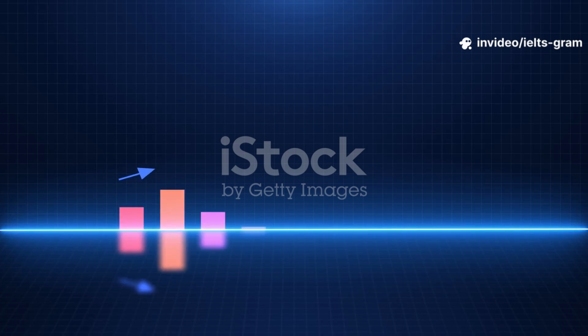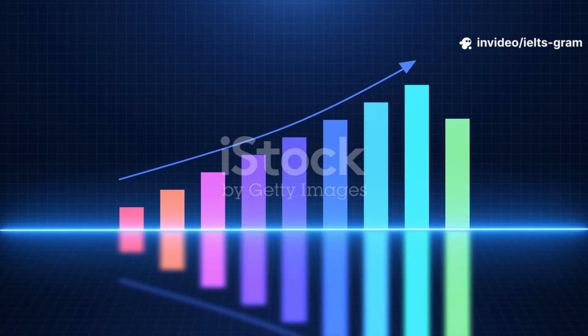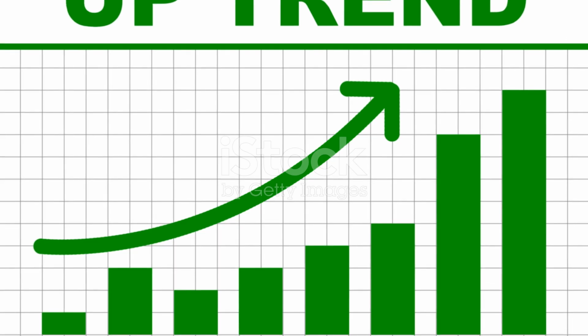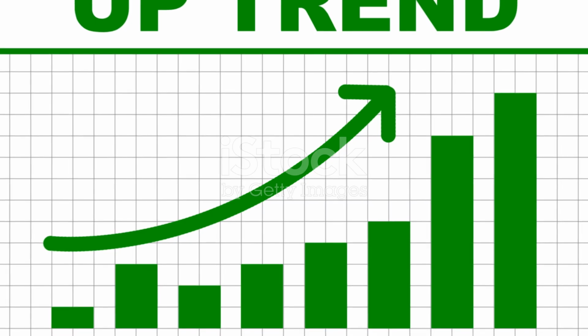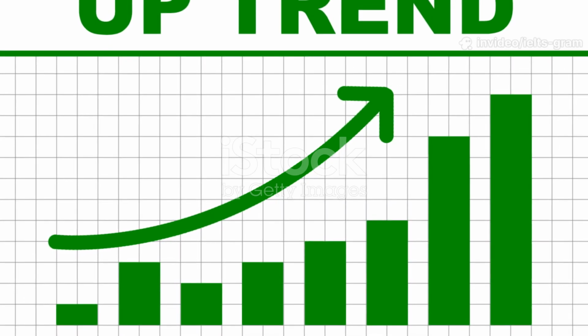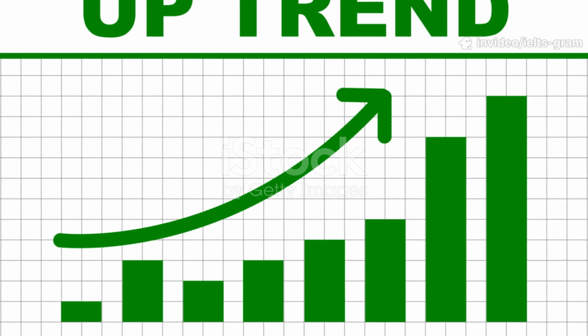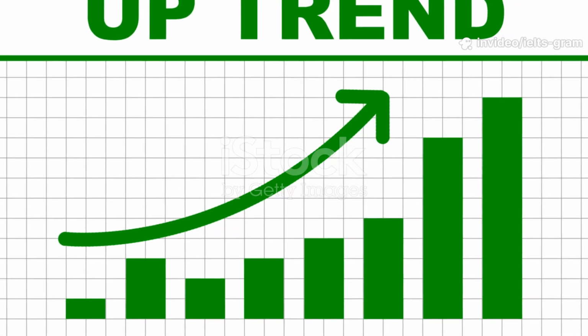Next, degree. Don't just say increased. How did it increase? Use powerful adverbs like sharply or steadily. You can also use nouns. And vary your verbs. Instead of just go up and go down, use dynamic words like climb and plummet. Let's see this in action with some examples.